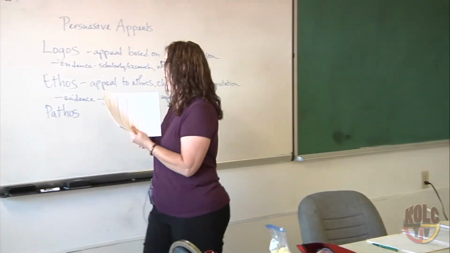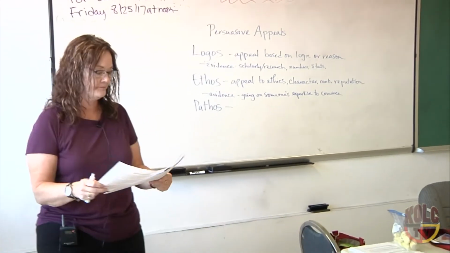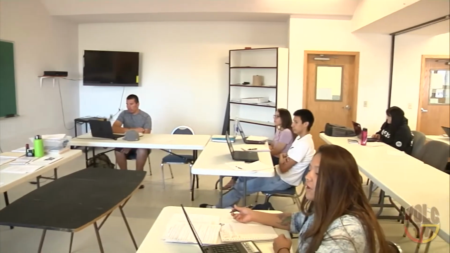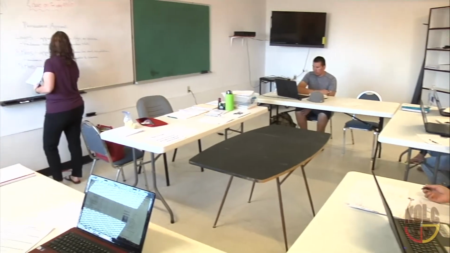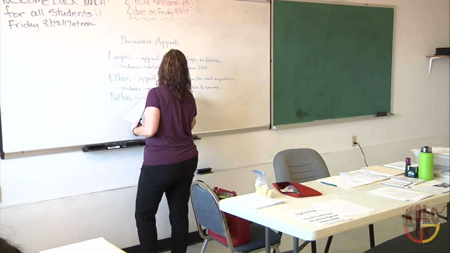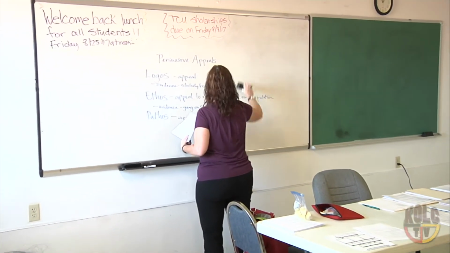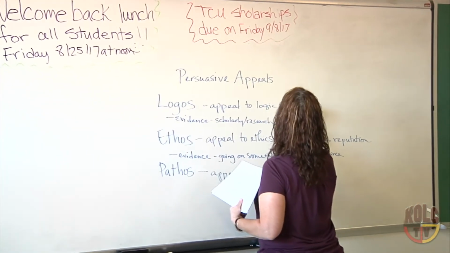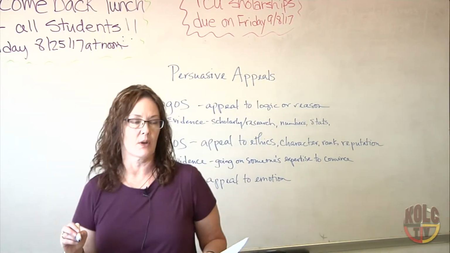The last one is pathos. What do you find when you look at pathos? Appeal to emotions of the audience. Okay, you're appealing to emotion. Okay? Should write these differently. Appeal to logic or reason. Okay, so what does it mean to appeal to someone's emotions?